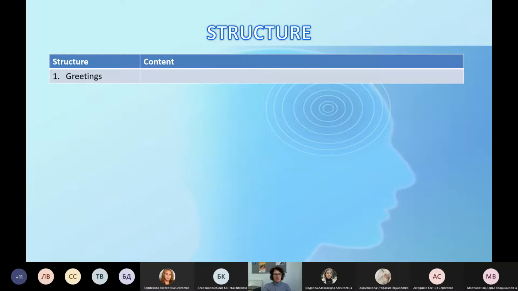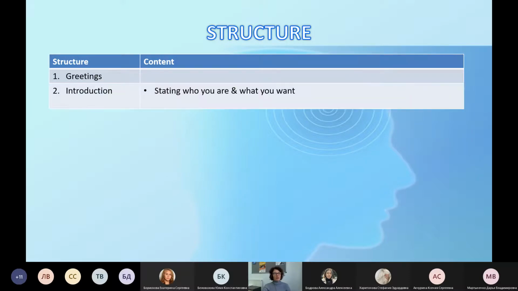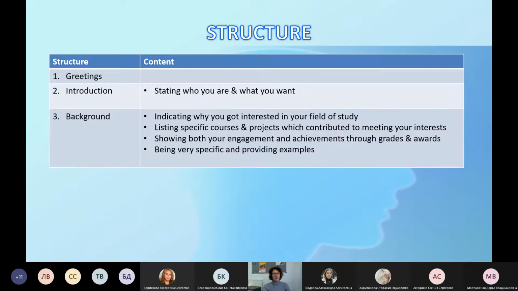So speaking about the structure, we always start with greetings. The second part is introduction. That is where you state who you are and what you want. The introduction is the full gist, like everything that the reader has to know about what this letter will be about. Then we pass on to the next paragraph, and it will be your background.